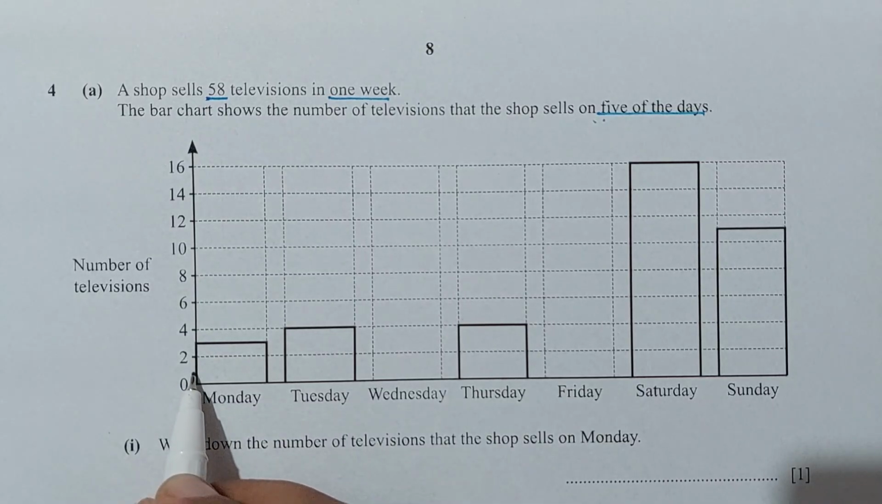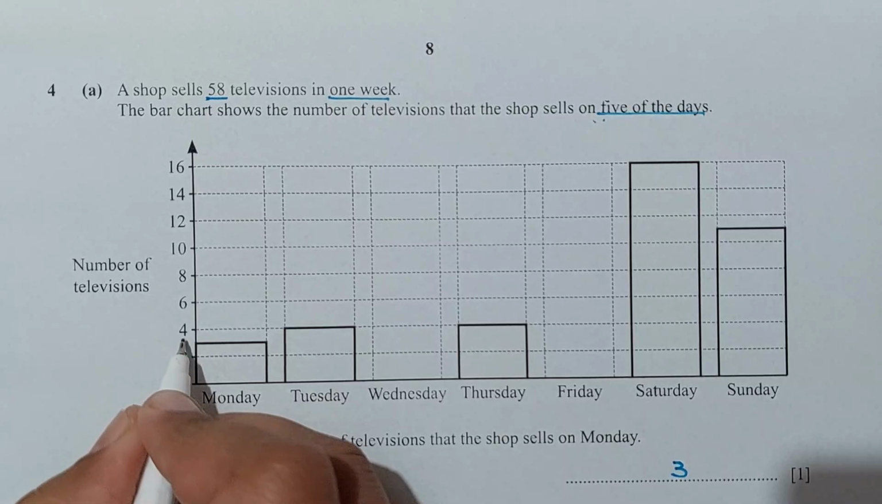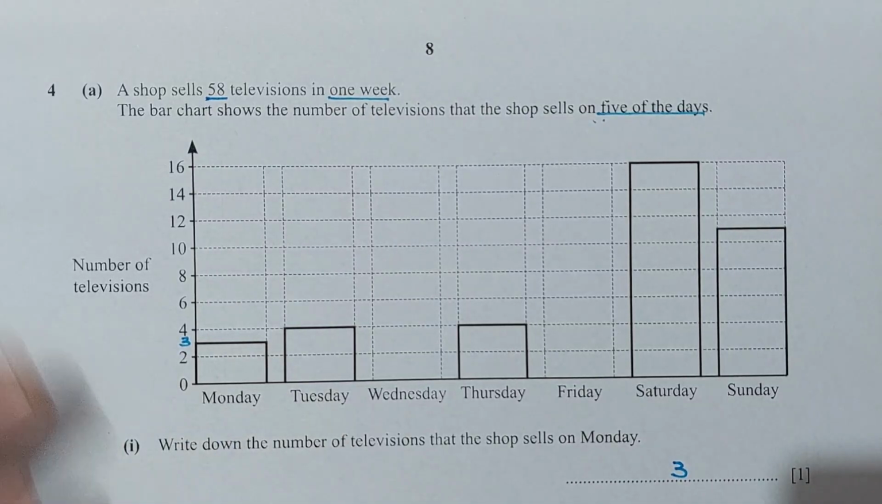So this is 0, 1, and 2. In between 0 and 2 there is 1. In between 2 and 4 is the number 3. So 3 televisions are sold on Monday.